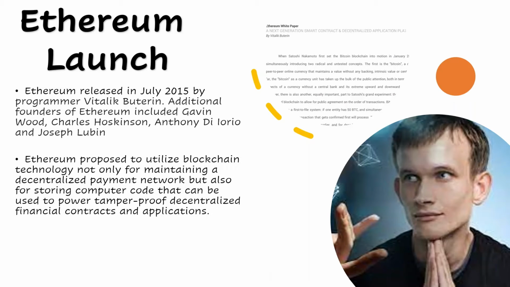So Ethereum proposed to utilize the blockchain technology not only for maintaining a decentralized payment network, but also for storing computer code that can be used to power tamper-proof decentralized financial contracts or applications. So, by using blockchain, these developers wanted to come up with something more valuable, like contracts or applications, which will be useful to decentralize many more real problems.